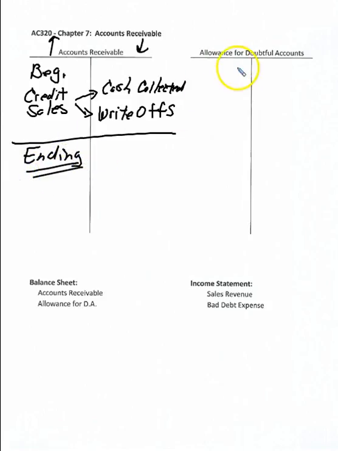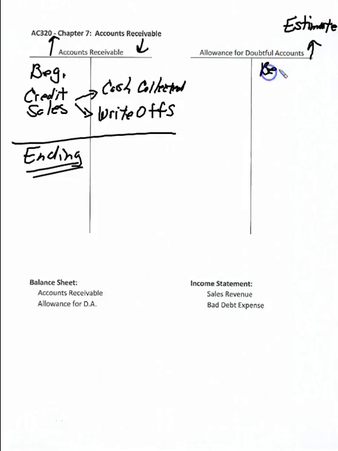Here, the allowance account reports the dollar amount of accounts that we do not expect to collect. Reasonably speaking, if we sell on account, we know it's likely we won't collect all of that. So as we go along, we're going to have an estimate. The allowance for doubtful accounts is actually an estimate of what we won't collect. Again, it's just an estimate.